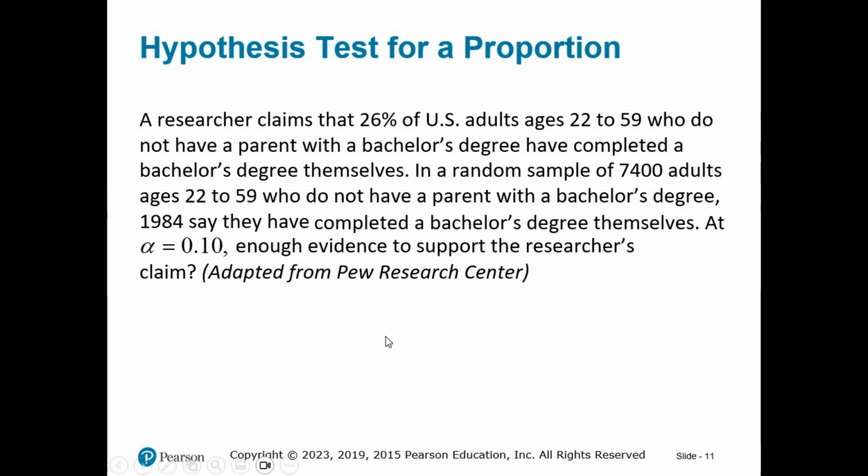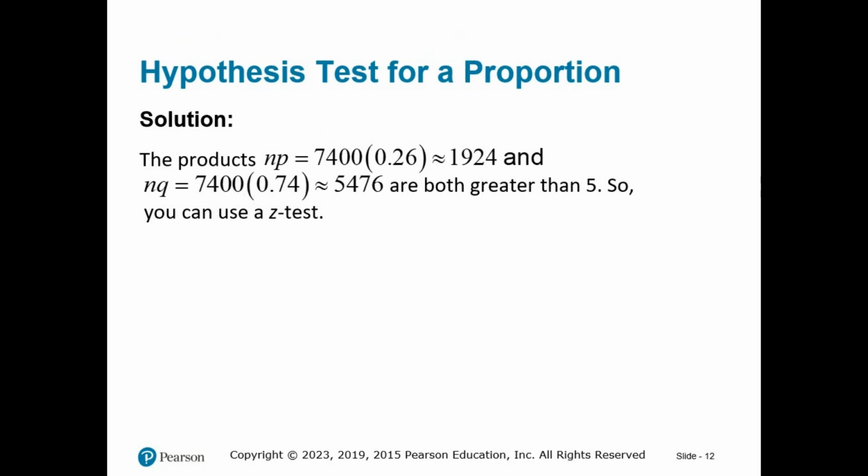Okay, so first we have to test the products. Our sample size is 7,400. What is P? P is 0.26. So what is Q? That would be 0.74. So 7,400 times 0.26 is about 1924, and 7,400 times 0.74 is about 5476. And both of those are greater than 5, so we can use a z-test.